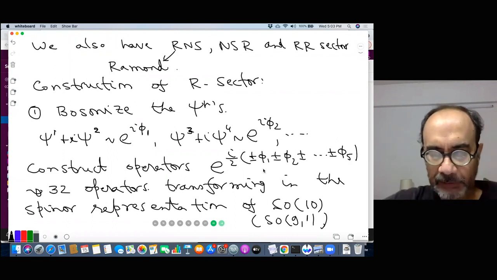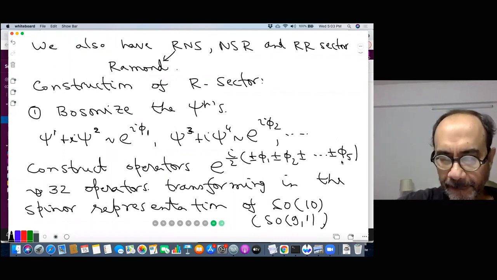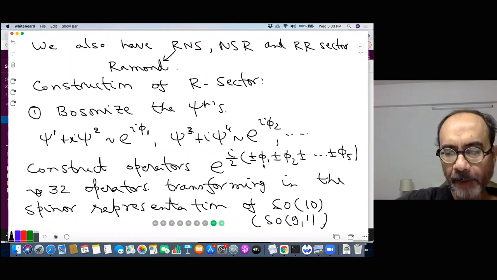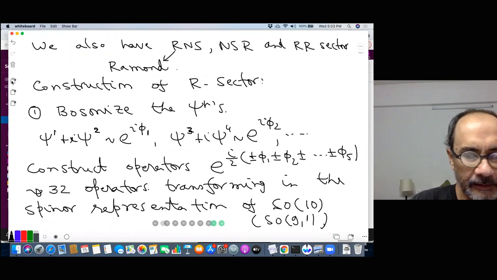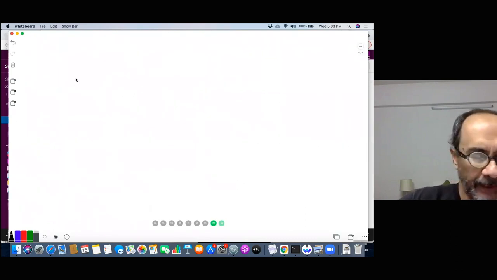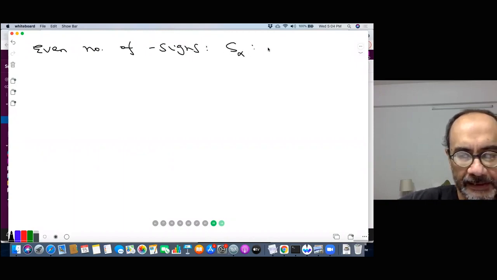Okay. Now it turns out that this is not an irreducible representation. This representation is reducible. And you can make it into an irreducible representation by restricting the number of minus signs to be odd and even separately. So if you have an even number of minus signs, we denote this by S alpha. This describes a chiral spinor, a chiral spinor of SO(9,1).